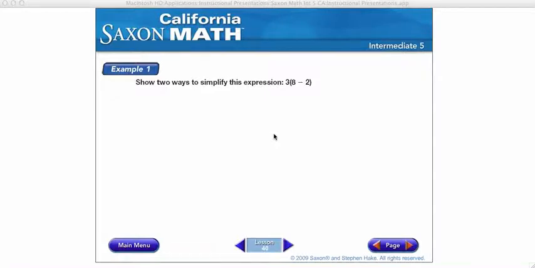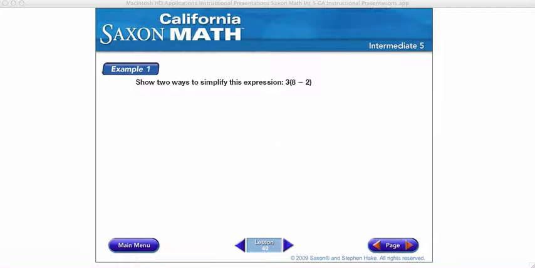Hi everybody! Today we're going to be talking about lesson 40, using the distributive property. So in your lesson 39 yesterday, we talked about using the distributive property in order to multiply. We're going to continue to talk more about how to use the distributive property. So let's look here at example number 1.